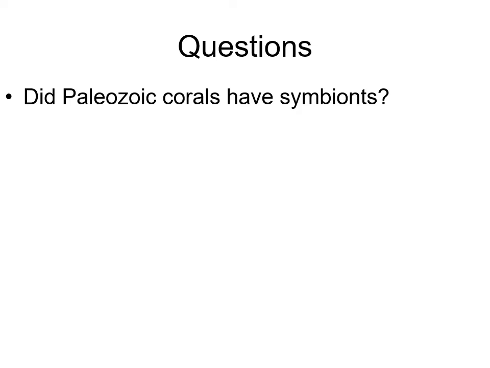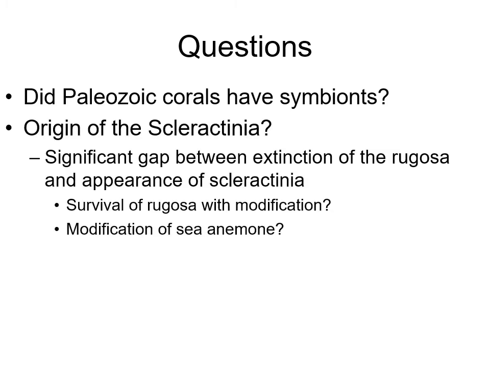Now, we know that today we have the ahermatypic non-reef-forming corals that don't need to live in shallow marine facies, and they don't. They live in more deep water environments. So does the presence of Paleozoic corals in shallow facies indicate that they needed to be in sunlight because of some kind of symbiotic relationship with something like zooxanthellae? That's very likely. And where did scleractinians come from?